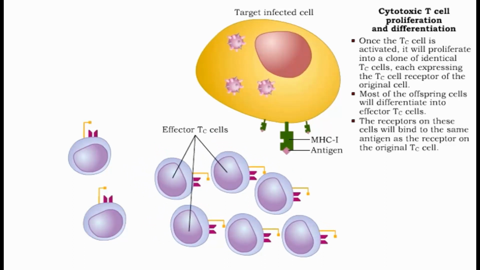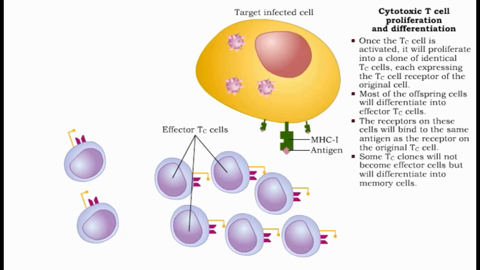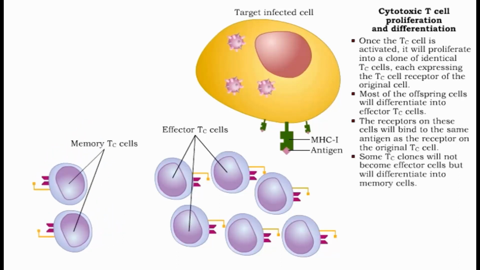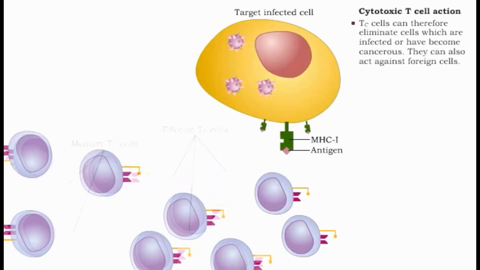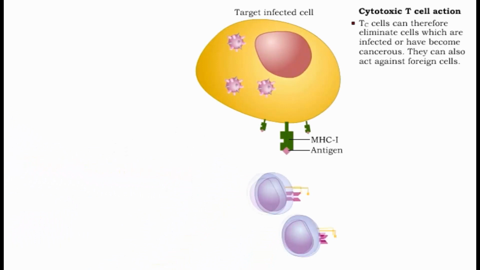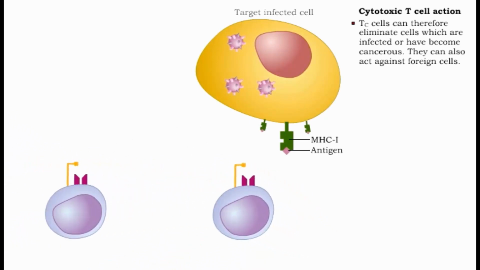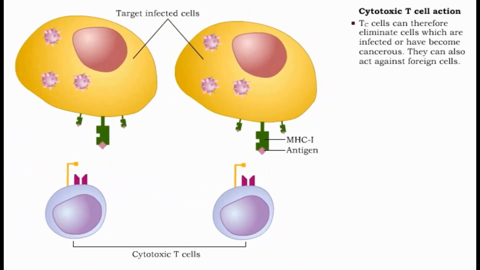The receptors on these cells are able to bind to the same antigen as the receptor on the original T cell. Some of the T cell offspring will not become effector cells, but remain as memory T cells, which will respond rapidly upon future exposure to the same antigen. Cytotoxic T cells can eliminate cells that are infected or have become cancerous. They also act against foreign cells in two ways.